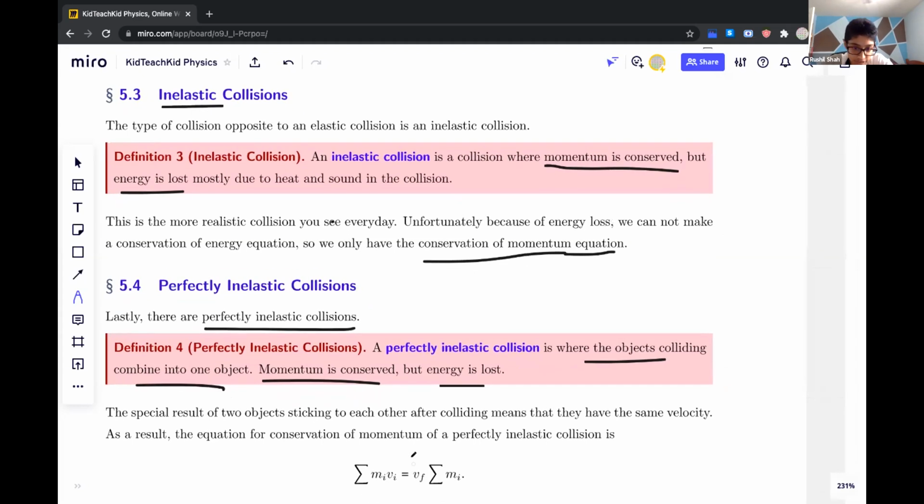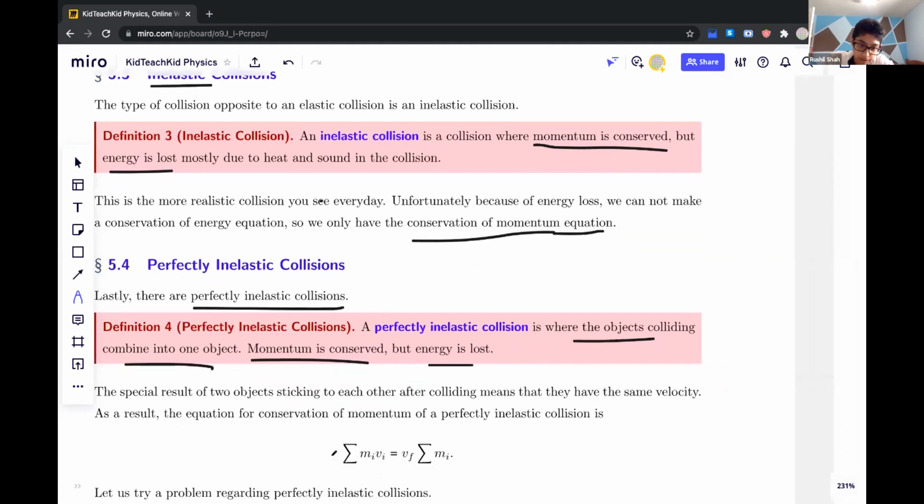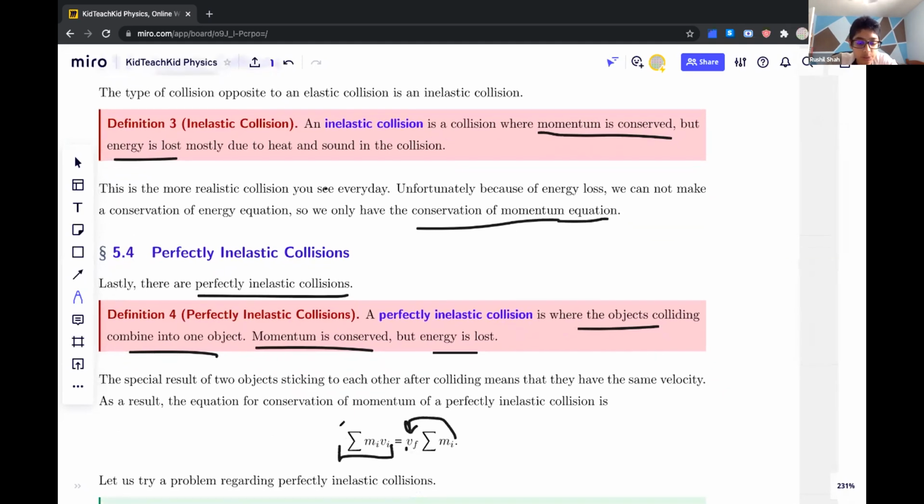And this lets us, if you remember, we had the sum of the initial momentums is the sum of the final momentums. But since the velocity is the same, we can take the velocity out of the sum and put it in front. So we get a simpler equation where we have the sum of the initial momentums equals the final velocity times the sum of the masses.